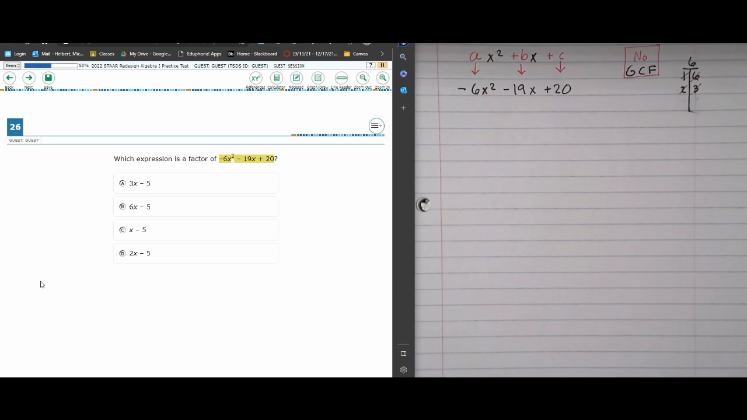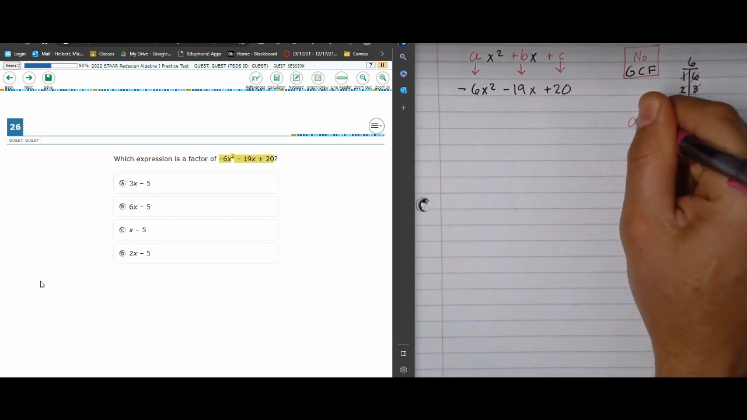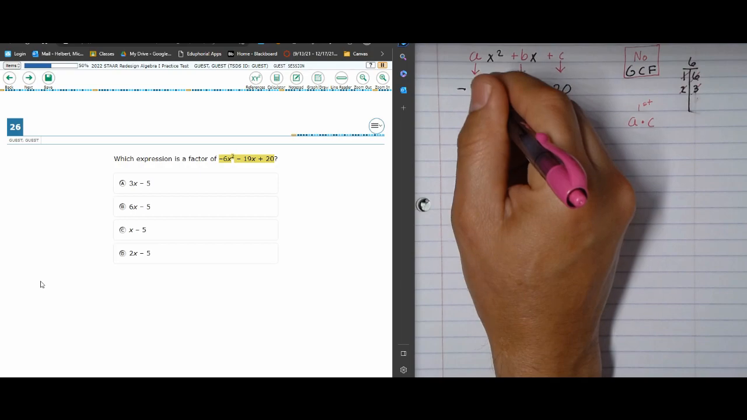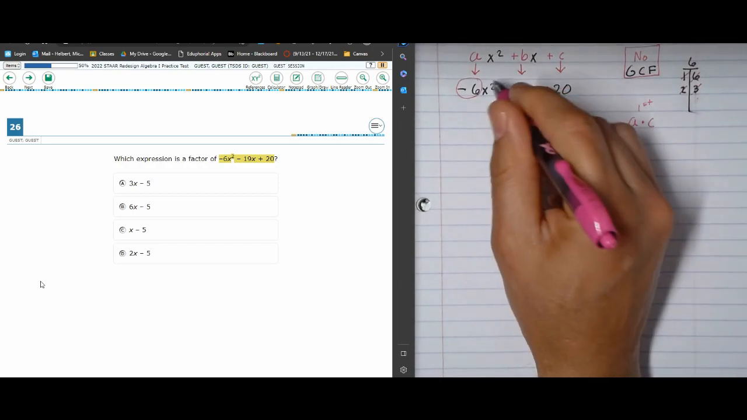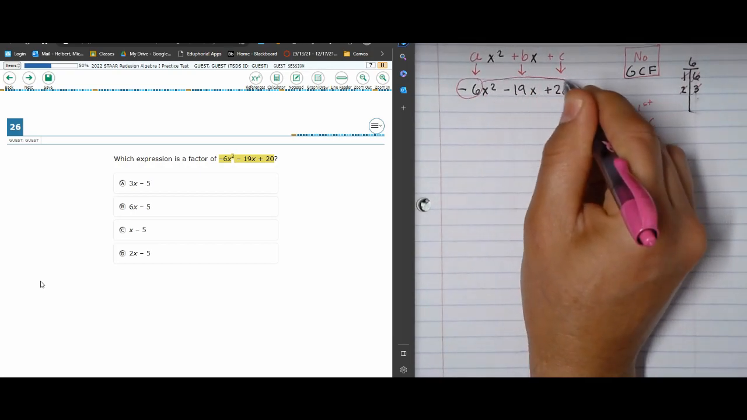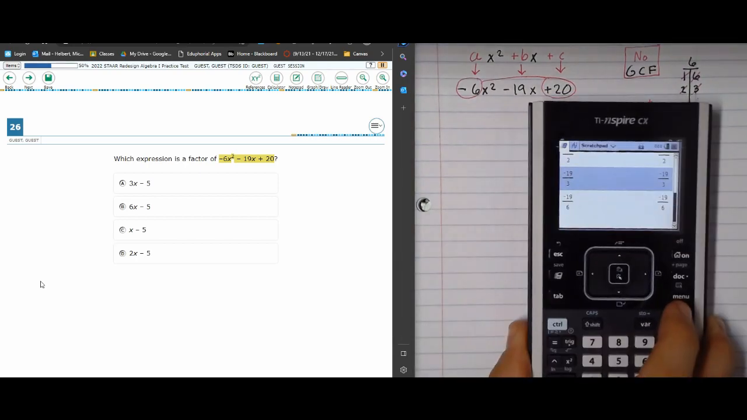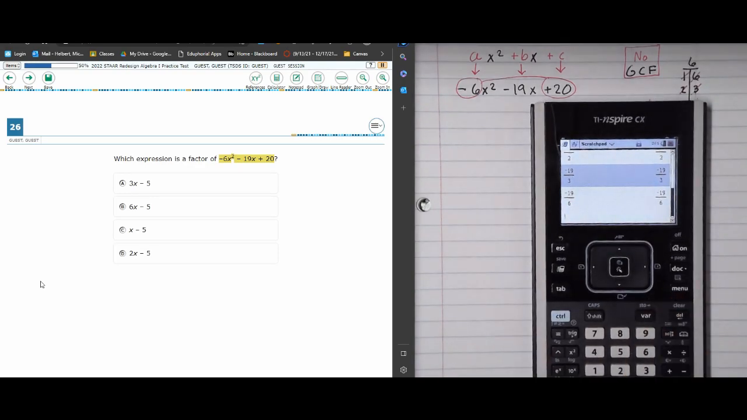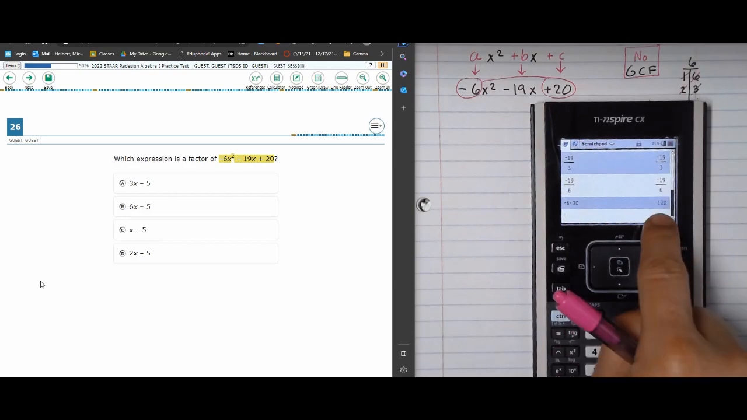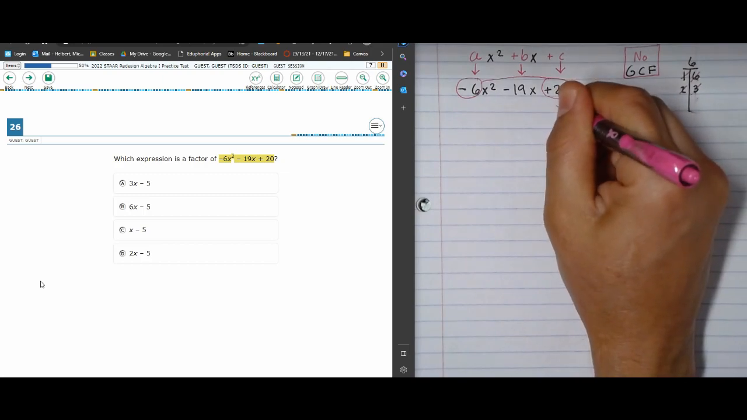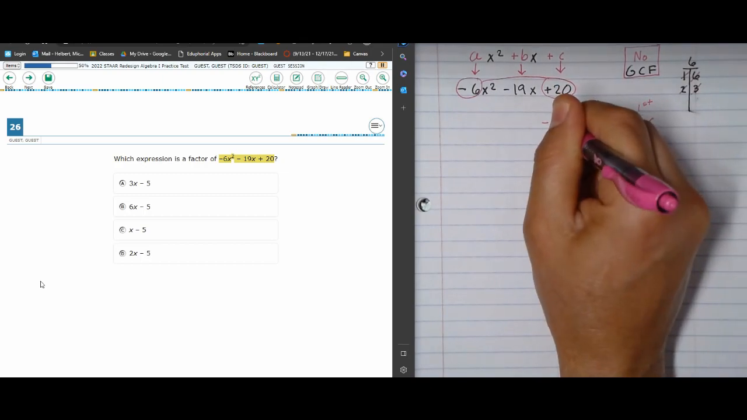The next thing that we want to do is multiply a times c. So I'm just going to put right here, first multiply a times c. I'm going to take the a value, negative 6, and I am going to multiply it to my c value of positive 20. Now those are big numbers, right? We're going to use our calculator to do that multiplication. So negative 6 times positive 20 gives me negative 120. Now what I like to do is just write the number directly underneath it. This is negative 120.